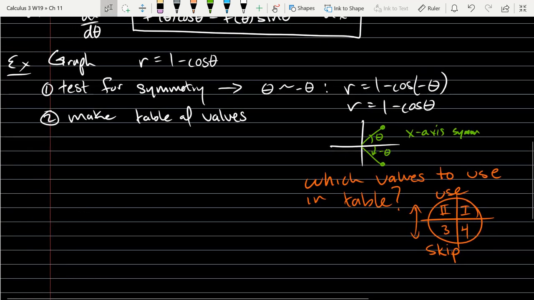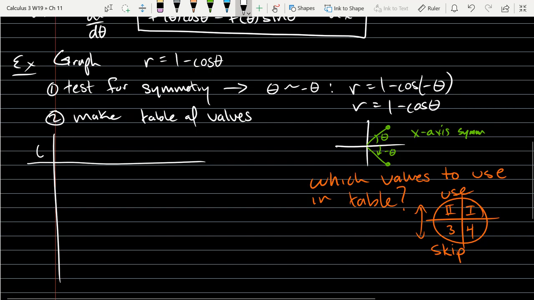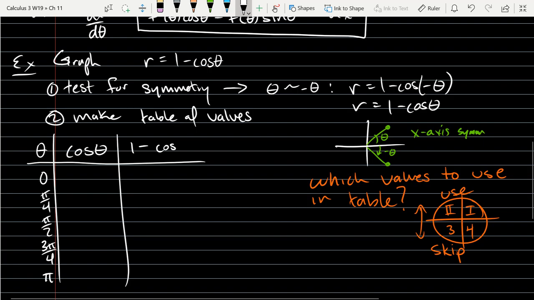Table of values. All right, so we're ready to make that table. The reason we did that symmetry is so we could skip some of these here. We're going to start with theta at 0, and we're going to go quadrant 1 and 2. We don't need to do every value that we know about. Let's just do 0, pi over 4, pi over 2, 3 pi over 4, and pi. Now we need to be careful. We'll write cosine theta first, and then 1 minus cosine theta.